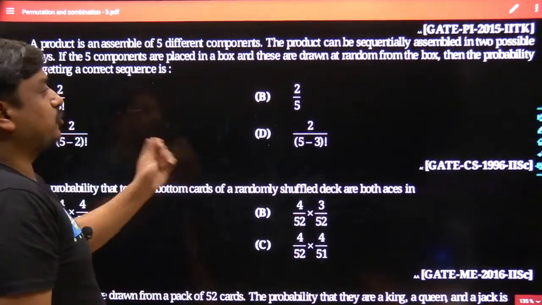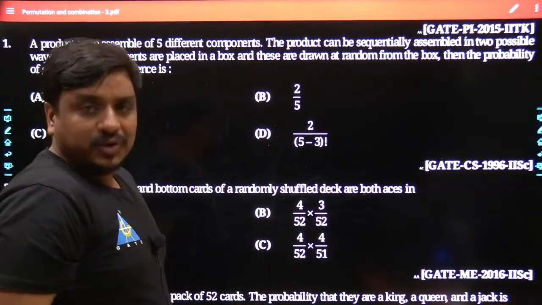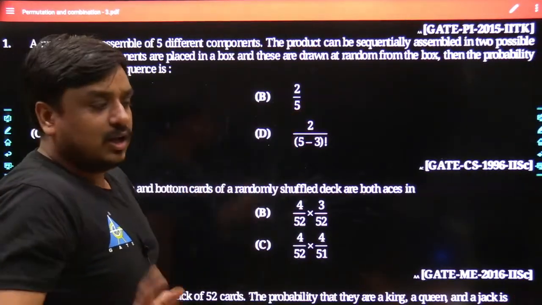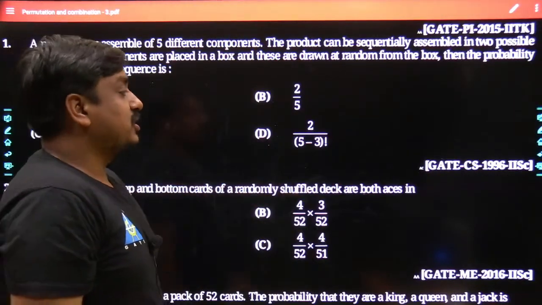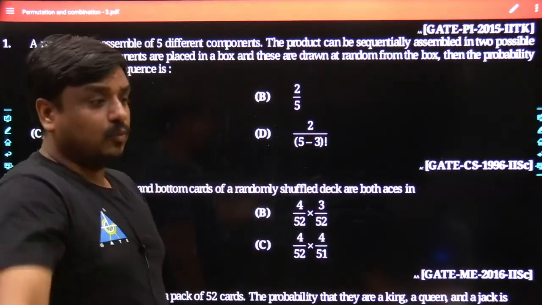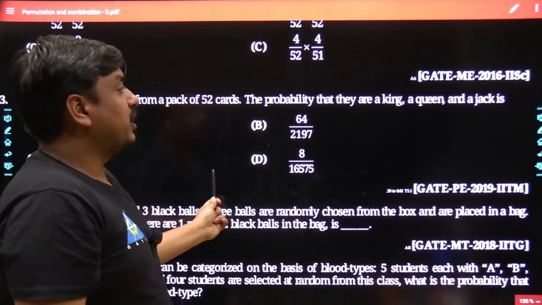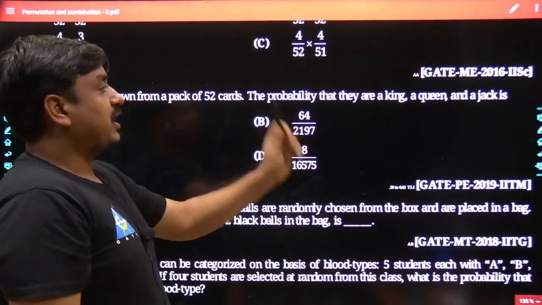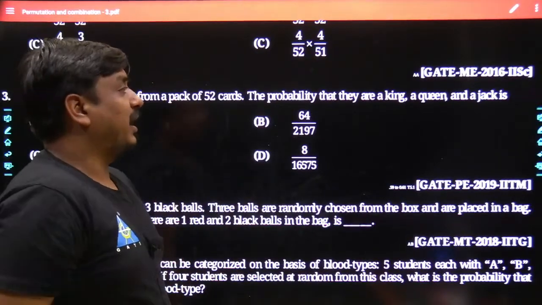This would be the first question of the day. The problem has appeared in production engineering, year of 2015, and it was designed by IIT Kanpur. In the same sequence, we would take the next question. This problem has come in GATE Computer Science, year of 1996, framed by ISC Bangalore. And the third question of the day has come in GATE Mechanical, year of 2016, framed by ISC Bangalore.